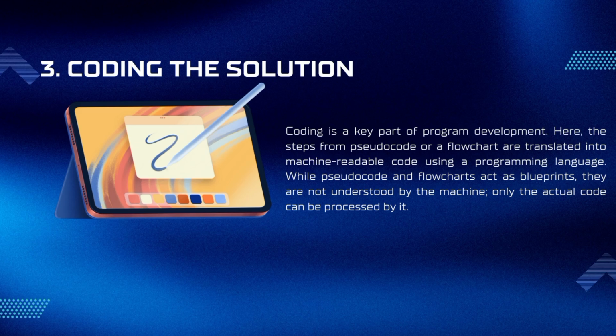Coding the solution. Coding is a key part of program development. Here, the steps from pseudocode or flowchart are translated into machine-readable codes. So, the things you set on your flowchart or pseudocode will be gathered and translated into a code, like for example binary and so on.